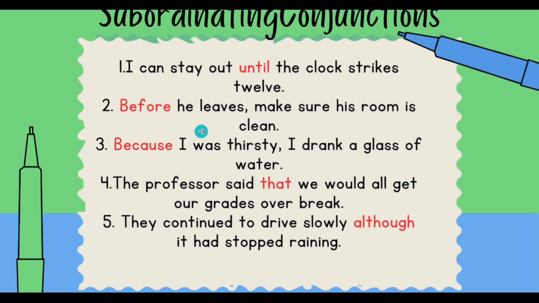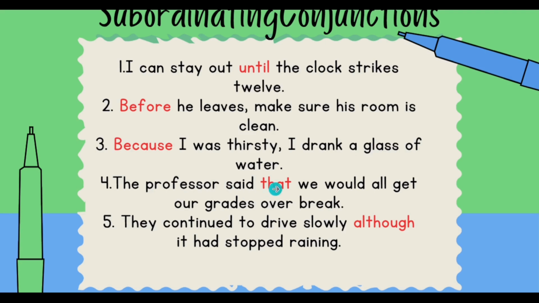Many of us were taught in the school that it's a mistake to begin a sentence with a conjunction, but that rule is a myth. As mentioned above, a subordinating conjunction can begin a sentence if the dependent clause comes before the independent clause. Because I was thirsty, I drank a glass of water. So here also subordinating conjunction can begin a sentence. Thus, this because I was thirsty is a subordinate clause, and the main clause is I drank a glass of water.